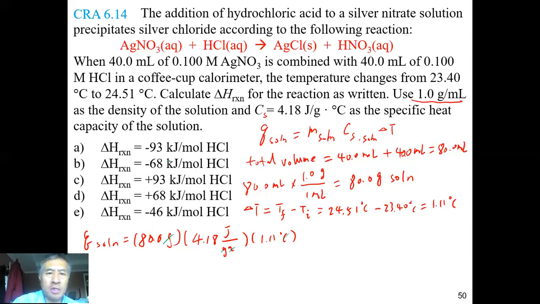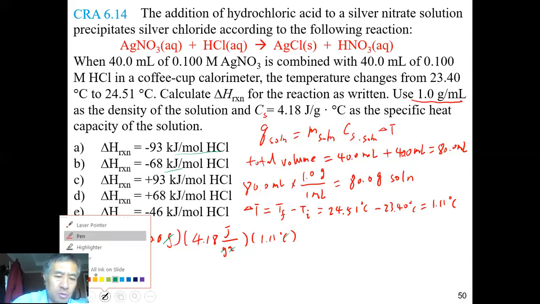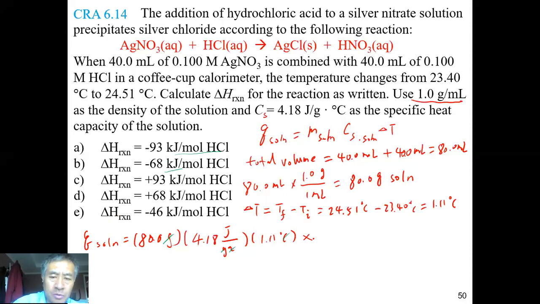The question asks for... all those multiple choices are in kJ per mole. Right now we have J, so we need to do another conversion to convert this J into kilojoules. So we'll write 1 kJ over 1000 J. We'll cancel the J and get kJ. That's my usual way: I don't do the calculation in the middle step. I will keep this, so then we can write another conversion. So this will equal negative Q reaction.